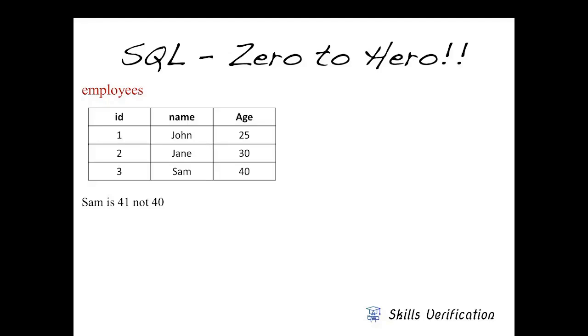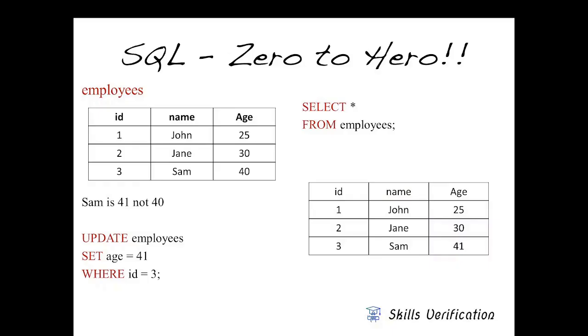With our employees table, let's demonstrate how to update table information. Assuming Sam's age is not 40 but 41, we can change his record with the query: update employees set age equals 41 where ID equals 3. When we select the employees table again, we'll see the age has been updated.